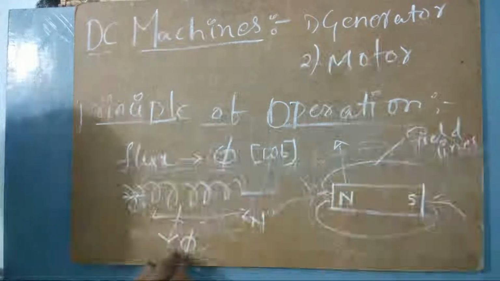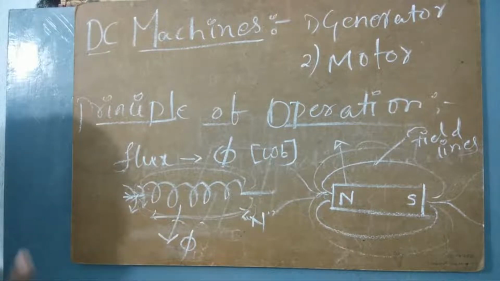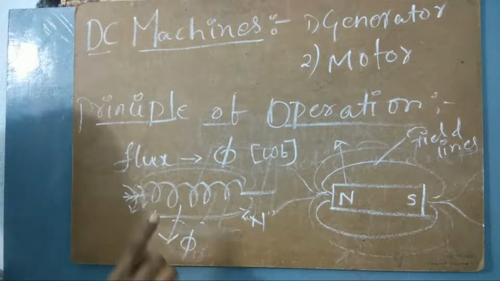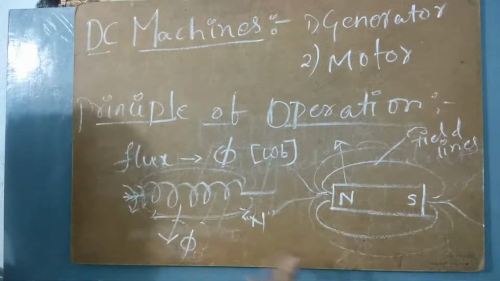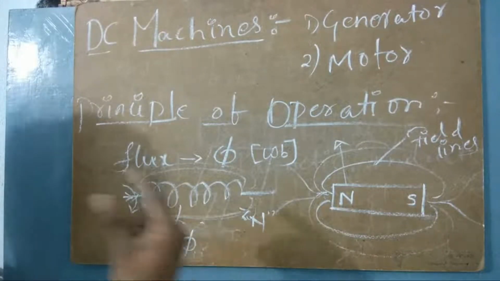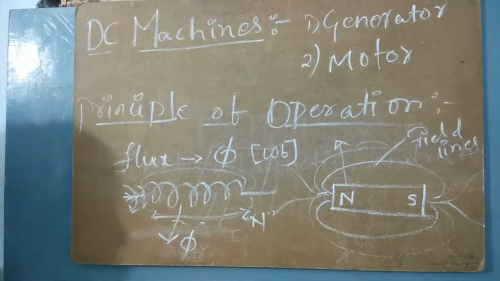So this magnetic flux is there. For each turn, we have to find the flux linkage. That means for this turn, there will be some amount of flux, and for this turn, there will be some amount of flux, and for this turn also, there will be some amount of flux. So till n turns, there will be some amount of flux.